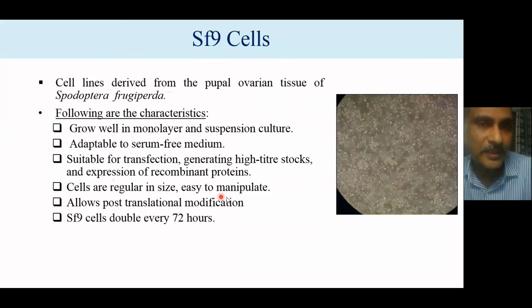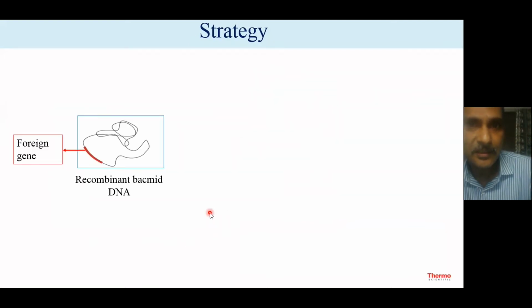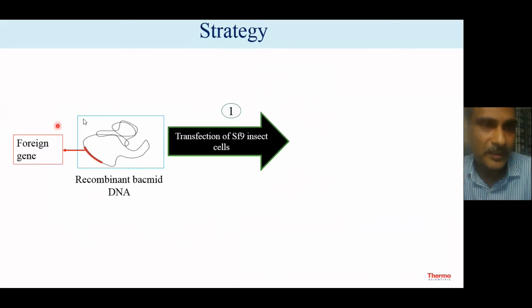The cells are regular in size and easy to manipulate. They allow all the post-translational modifications because they have the enzymes required for it. Also, the doubling time of these cells is 72 hours. So these are the features of Sf9 cells. This is the strategy: once you have the recombinant Bacmid containing your gene of interest, you have to transfer that into insect cells using the Cellfectin transfection reagent.